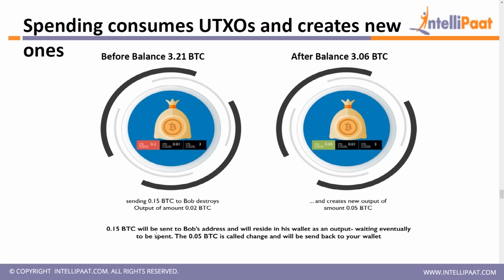So 0.15 Bitcoin will be sent to Bob's address and will reside in his wallet as an output, waiting eventually to be spent. The 0.05 Bitcoin is called change and will be sent back to your wallet. So you see the whole address amount was translated and transferred to Bob, and the change, the remaining portion, was returned back to the wallet as a new address.